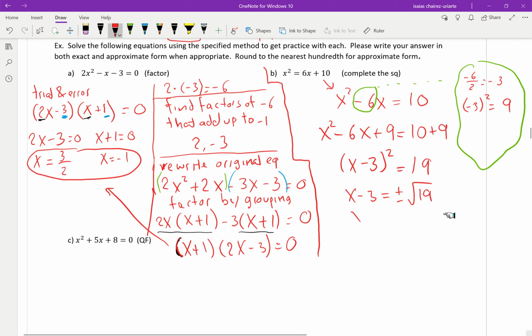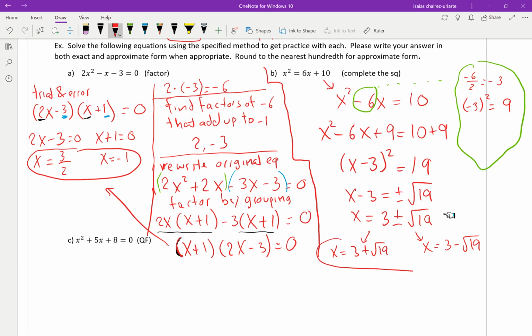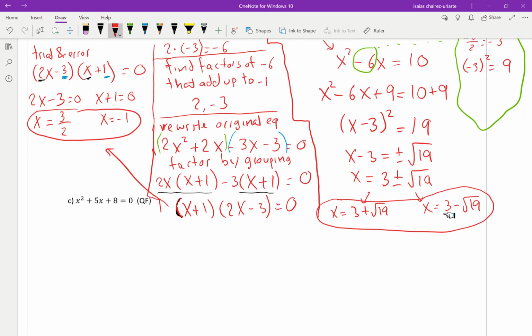So then the last thing I'm going to do is add 3. So 3 plus or minus the square root of 19. So I get two answers. One of them is x equals 3 plus the square root of 19, and the other answer is x equals 3 minus the square root of 19. So we solved that by completing the square. Last exercise here. Let's solve by using the quadratic formula.